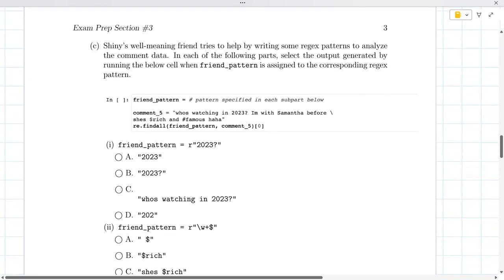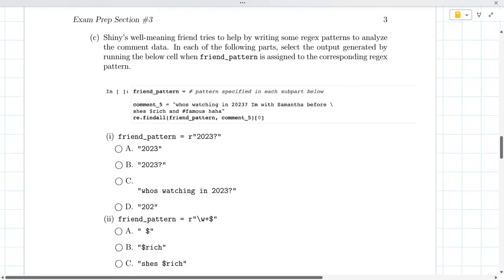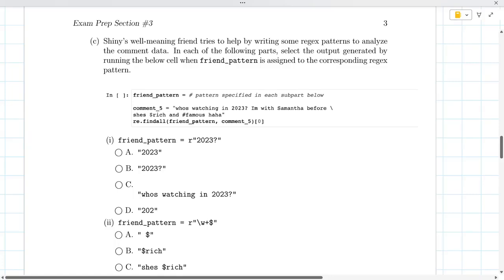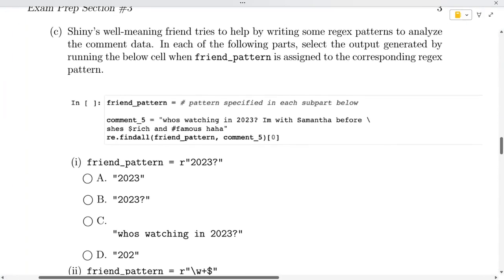Let's look at the third subpart, which is a little trickier. Shiny's friend tries to help by writing some regex patterns to analyze the comment data. In each of the parts, select the output generated by running the following cell when friend pattern is assigned to the corresponding regex pattern. So let's look at the code first. The code is findall, so it's going to find all of the matches, and particularly it's going to find the first match of the pattern from this sentence.